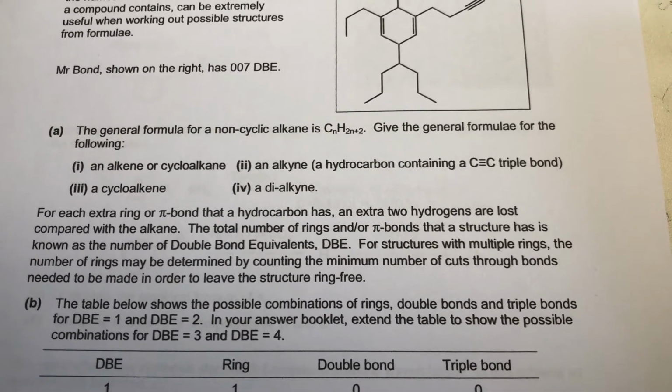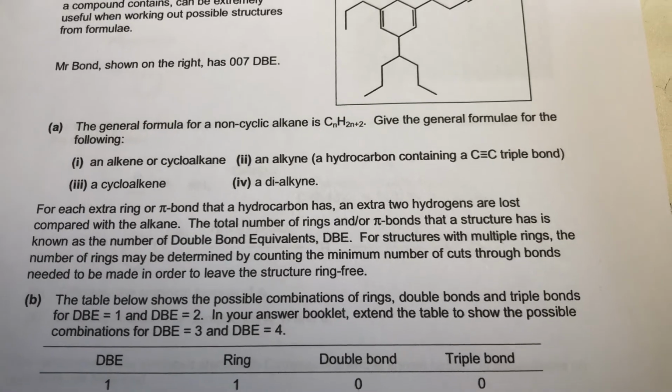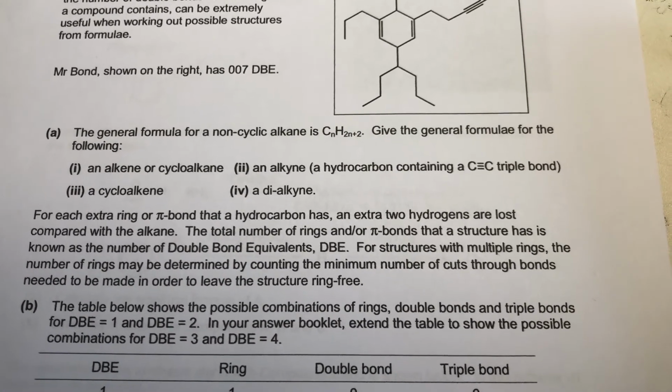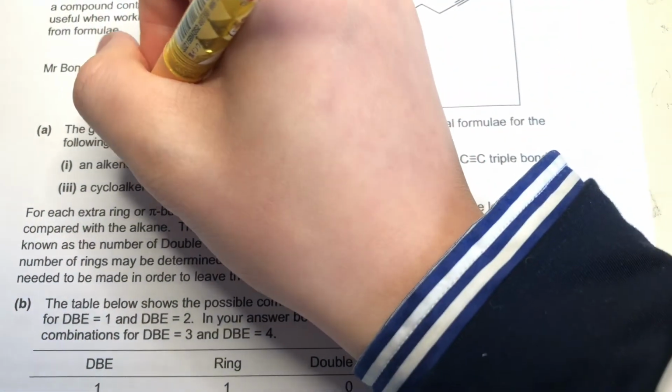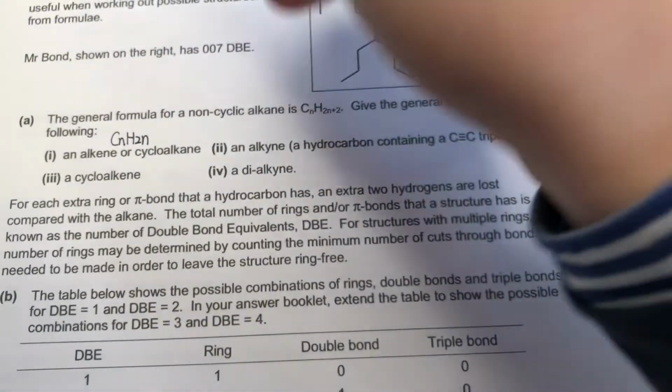An alkene means there is a double bond, so there is a lack of 2 hydrogens. A cycloalkane means there is a ring structure, so there is also a lack of 2 hydrogens. So the general formula should be CnH2n.